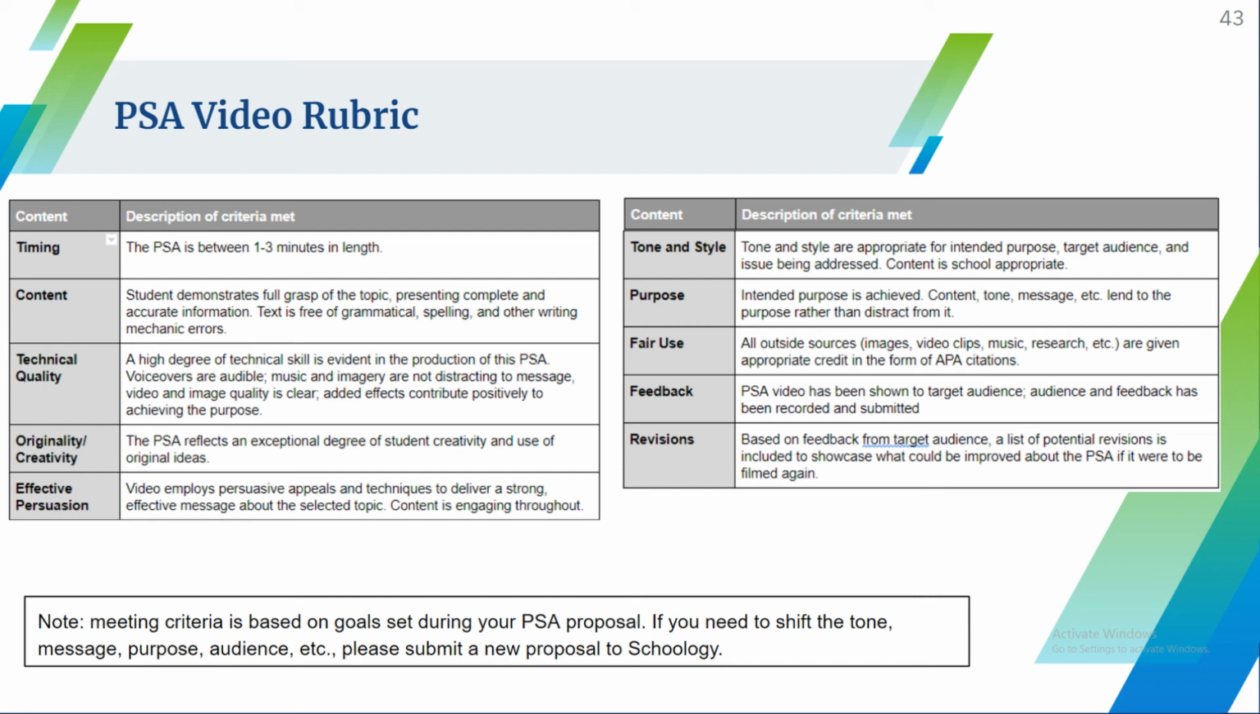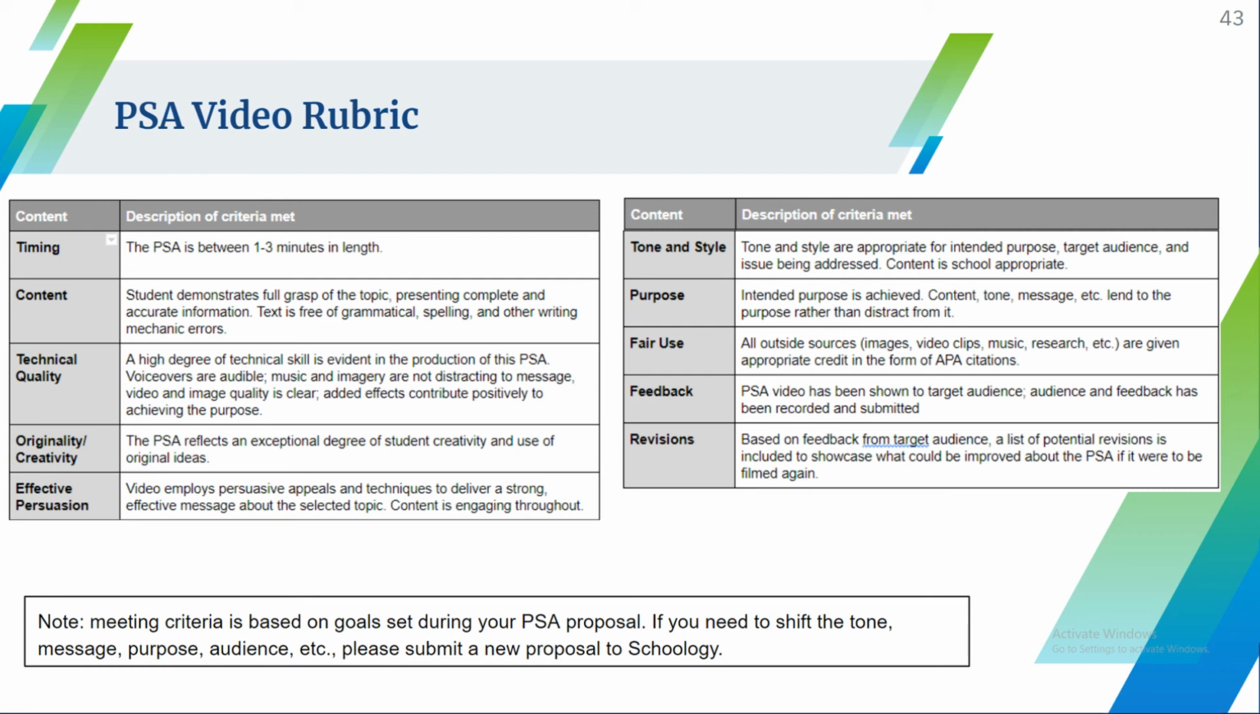Okay, the next category is effective persuasion. So again, you are supposed to be persuading. You set out on your proposal to say, here's what we wanted to accomplish, here's who we're targeting, and what we want them to come away from this video thinking or feeling or believing. Well, did you do it? How close did you get?